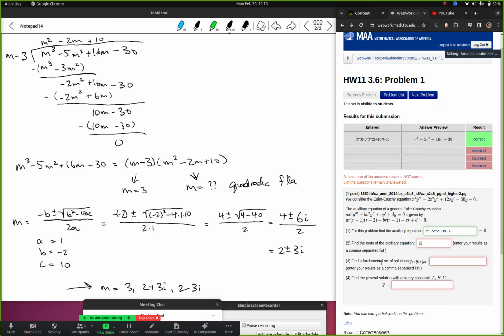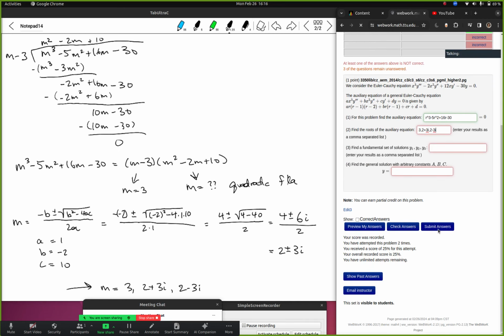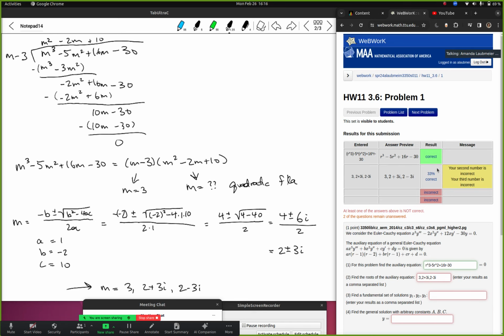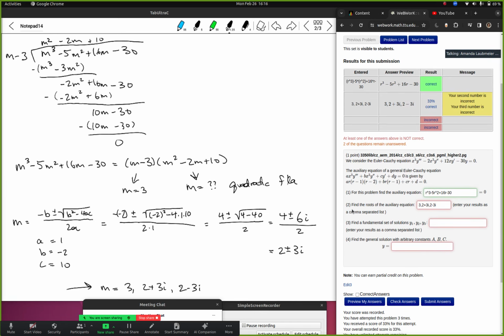So 3 comma 2 plus 3i, 2 minus 3i. No, oh, my second and third numbers are wrong. Let's see. Okay, super easy thing. I took minus minus 2 and made it 4 here. That was silly. A lot of you in class are used to having something like that we have to fix throughout the course of class. Always so frustrating when it happens.